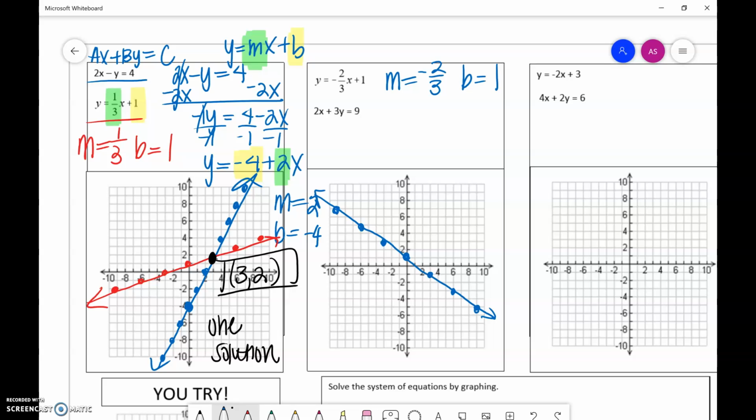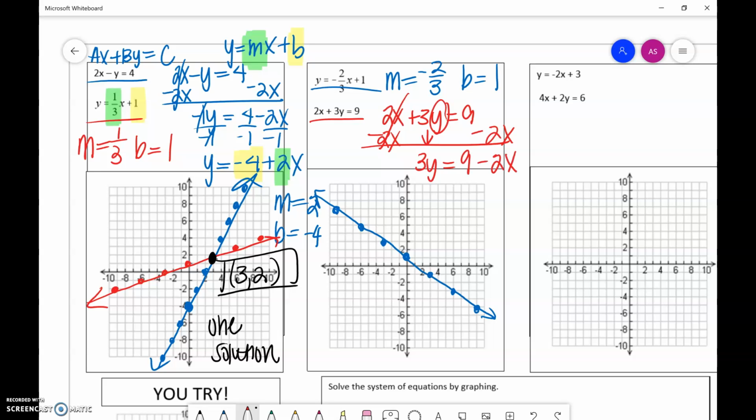Okay, so now I'm at my next graph. This is in standard form, so let's go ahead and solve it. I'm going to write it out on the side. To solve for y, I'm going to subtract 2x from both sides. I'm going to have 3y equals 9 minus 2x.